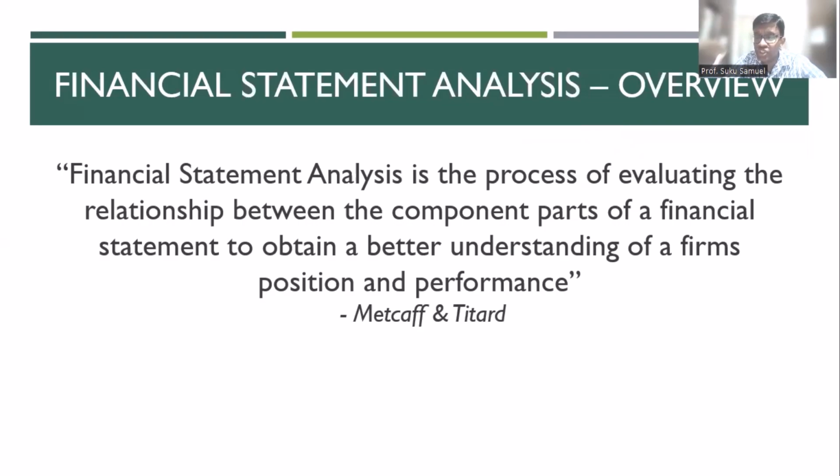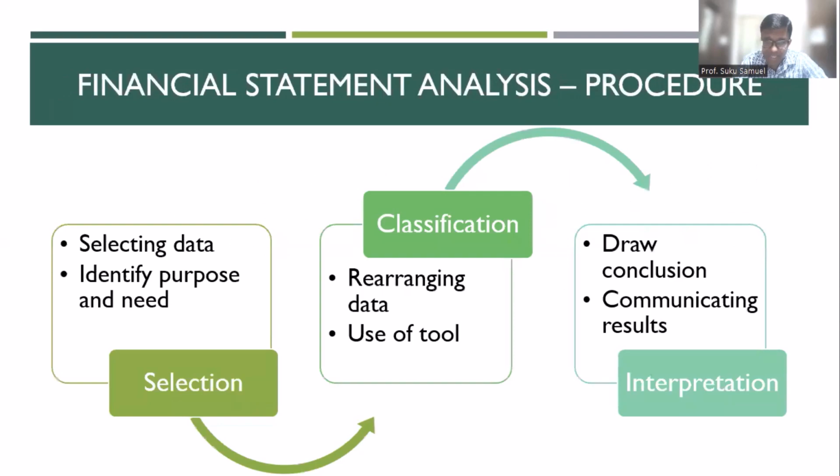So what is the relationship? If your assets are so much, if your liabilities are so much, what is the meaning? If you have so much of land as your fixed asset, if you have so much of cash as your current asset, what does it imply? So there is this relationship between the items, and establishing the relationship between these items is called financial statement analysis. Now, for you to carry out financial statement analysis, there are three steps that you have to follow.